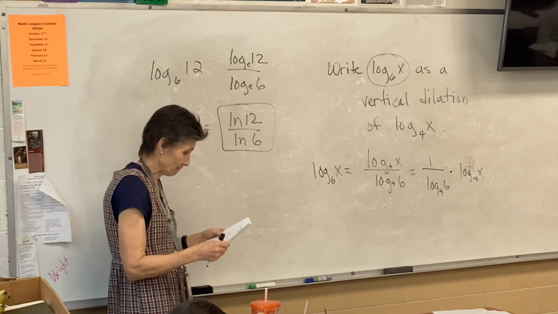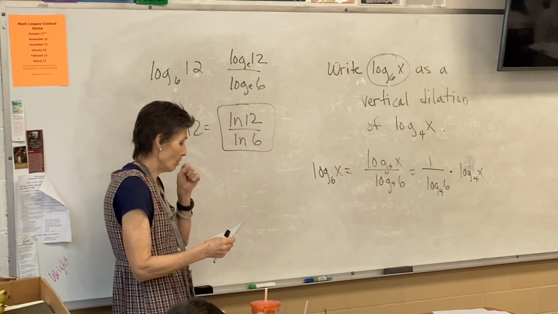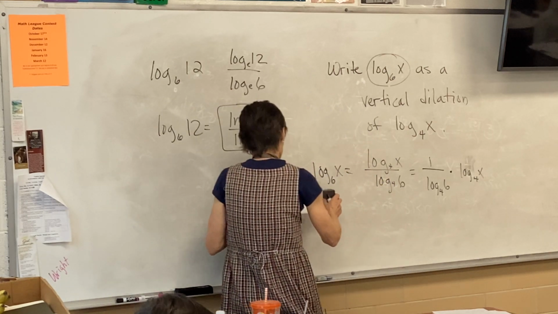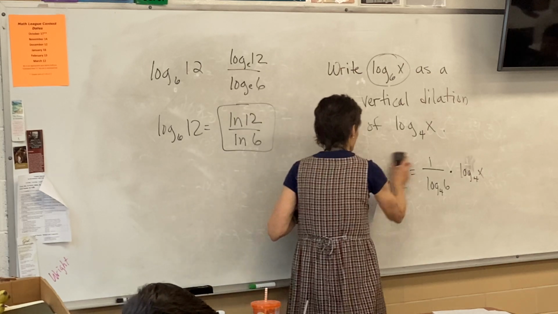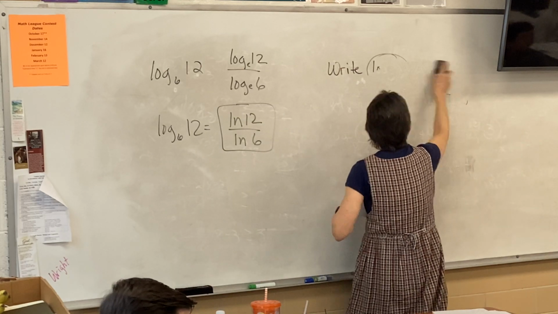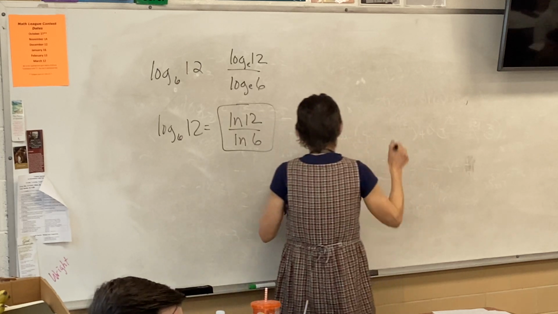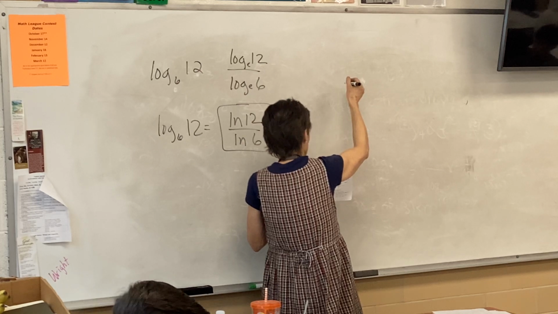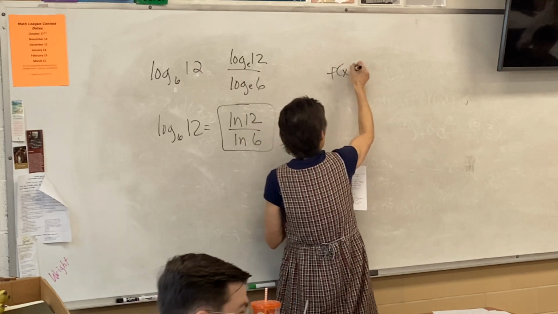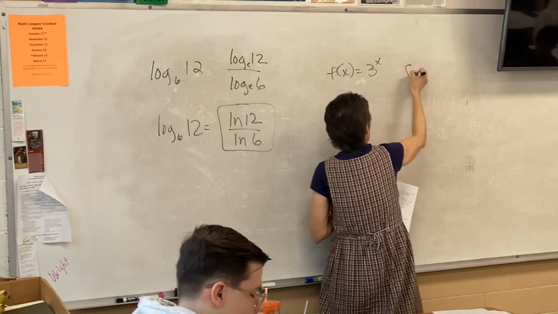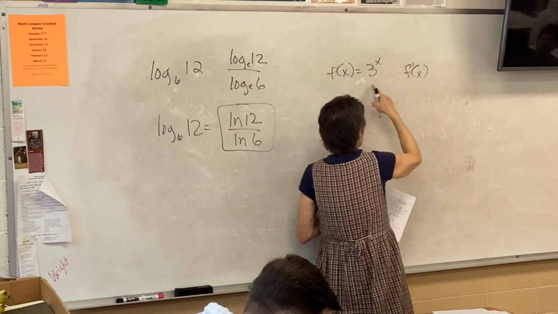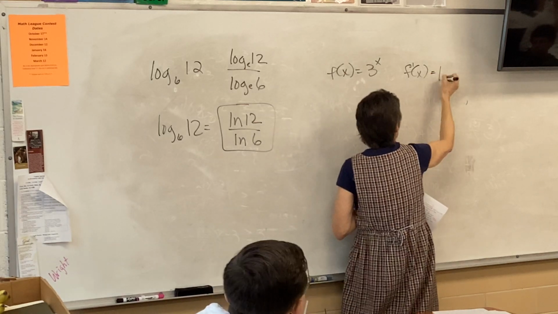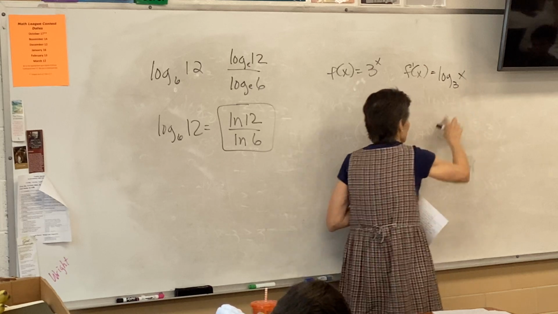Alright, 2.10. We need to just make sure that we are completely okay. So in 2.10, it says sketch f of x equals 3 to the x, and its inverse. What is the inverse of this? Log base 3 of x, that's exactly right.